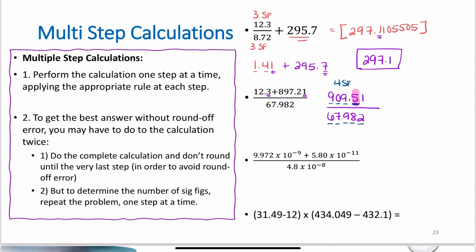1, 2, 3, 4, 5 sig figs. When I calculate this out, I get an answer of 13.3786885. But my least number of sig figs is 4: 1, 2, 3, 4. I need to round my number here. I'm going to round this to 13.38, because I'm dropping an 8, so I'm going to round up.